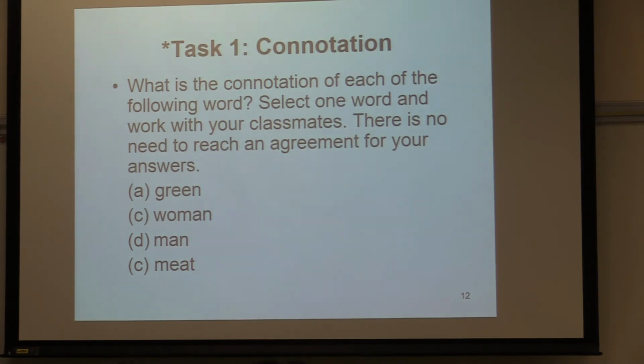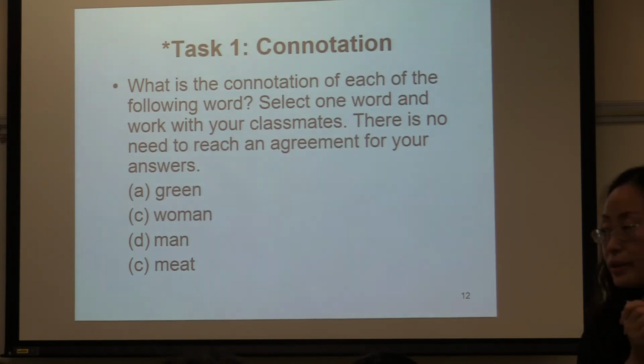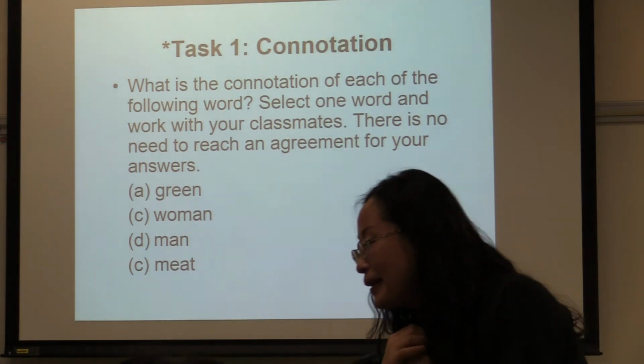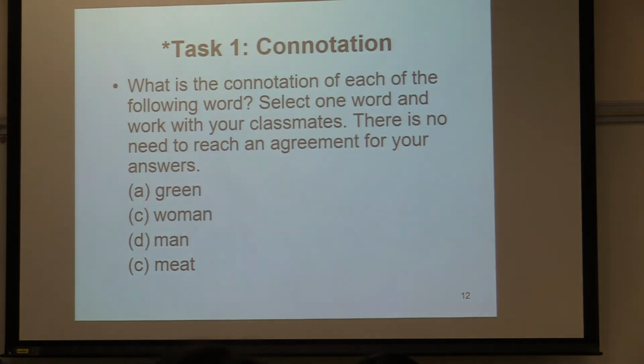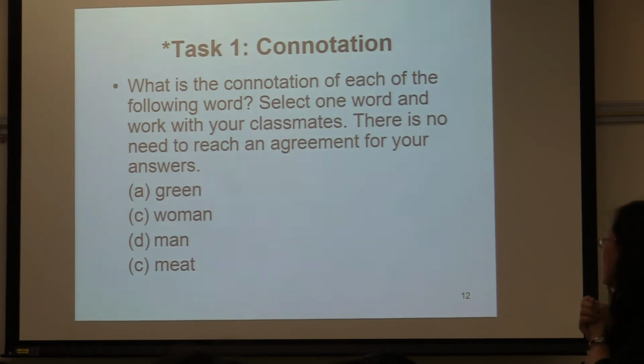Ambitious. Smart. Okay. All right. Now meat. Delicious. Fat. What did you say? Fat. Okay. What else? Expensive. Okay, it is expensive at this moment, right? Yes. Okay, all right. What else? Protein. Okay, all right.